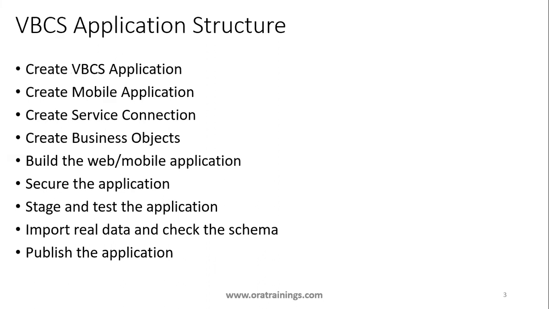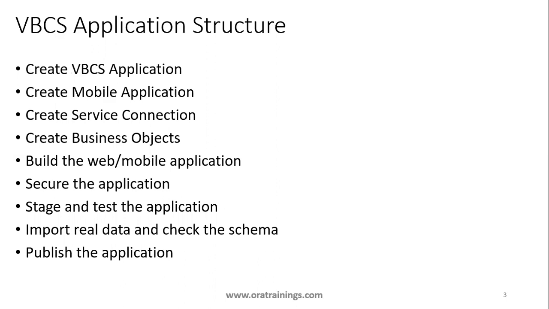Whenever you're working in a VBCS application, these are the set of basic things you may come across. The first thing we generally start with is creating a VBCS application. Inside the VBCS application, you'll be creating a mobile application or a web application, and there you'll be creating a service connection or a business connection, and then you'll be designing. Then you need to do a set of configuration settings for the purpose of securing your application.